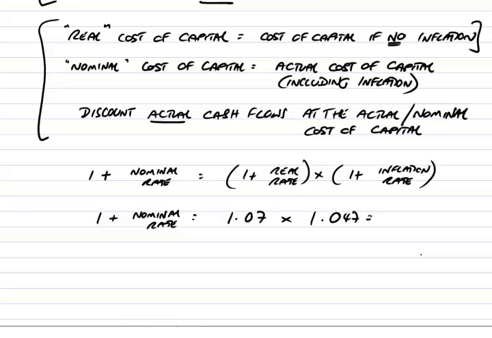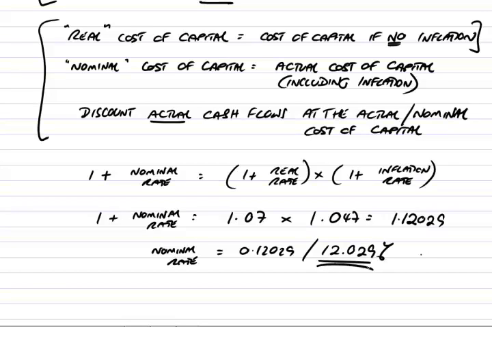So multiplying up gives us 1.12029. It means the nominal rate, all right, 0.029, I'll write it down. The nominal rate is that minus 1, 0.12029, or 12.029%. Well, that's the rate we should discount at. In the exam, he'll never expect you to discount at a funny rate like that. Use the nearest rate from the tables. We'll discount at 12%.